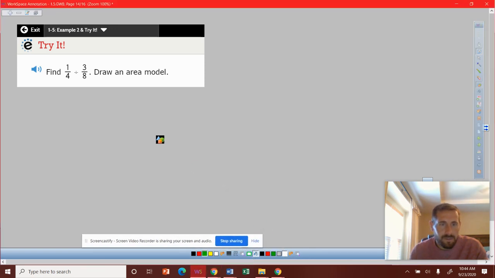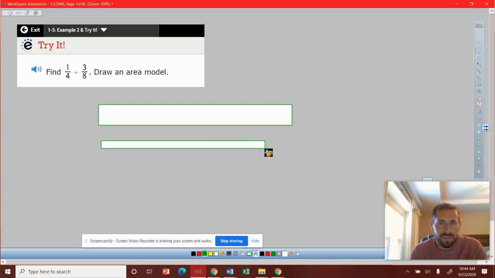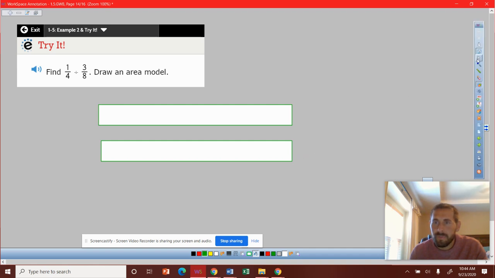Let me make them white. So I've got a rectangle. First of all, I need to find out where is 1/4. Okay, I'm going to create another rectangle that's going to give me 3/8 so that we can find out our portions. So I'm going to go ahead and divide this.